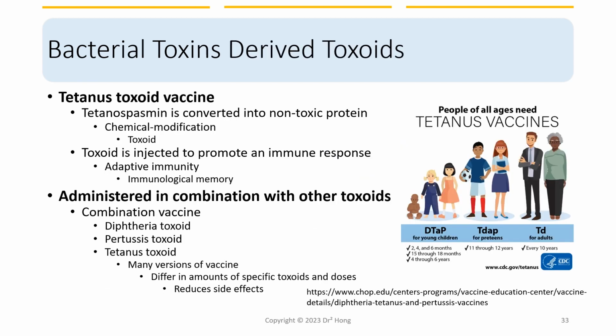Bacterial toxins can be converted into toxoid that can promote immunological memory. Tetanospasmin is chemically modified into a non-toxic toxoid protein. The toxoid is injected to promote immune response and stimulate immunological memory formation in adaptive immunity. The tetanus vaccine is given in combination with other toxoids in a combo vaccine containing diphtheria, pertussis, and tetanus toxoids. There are many versions of this combo vaccine and it is given according to different age groups.